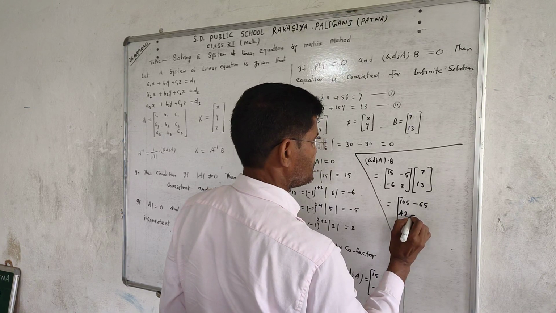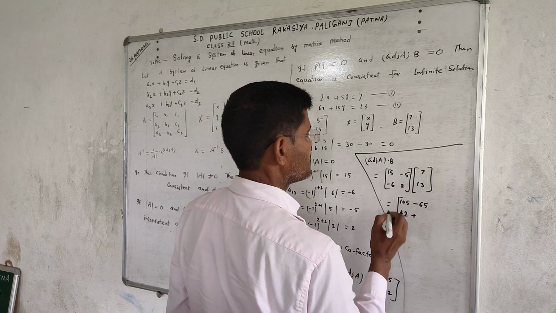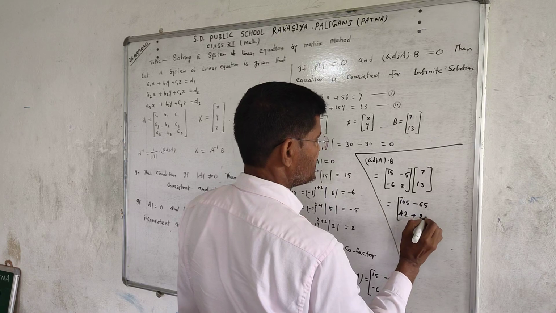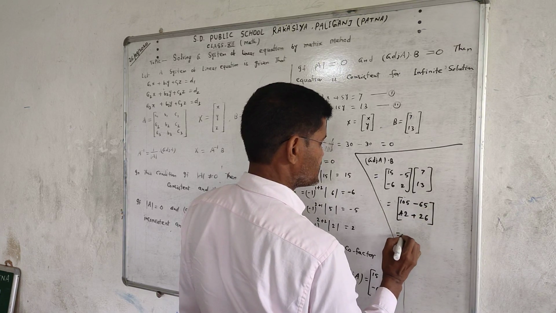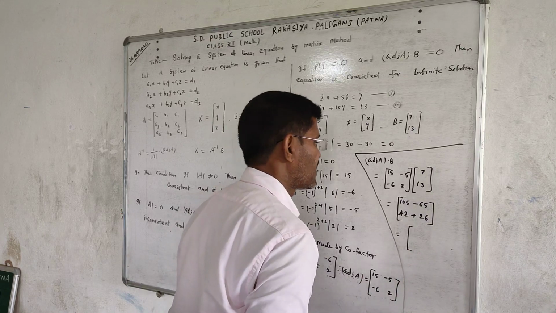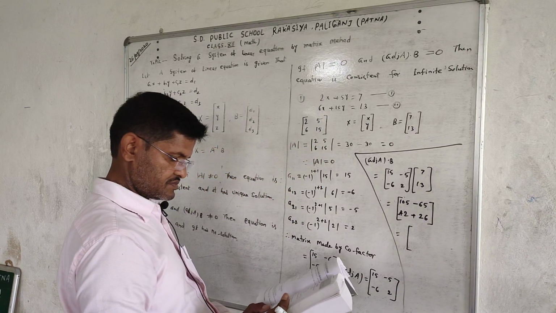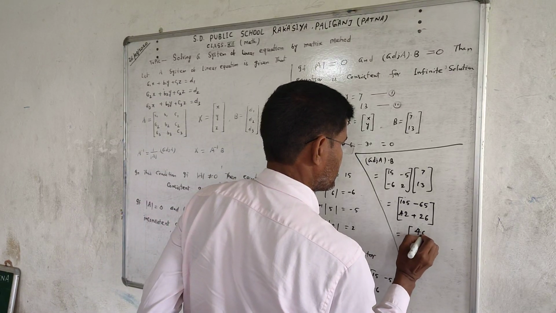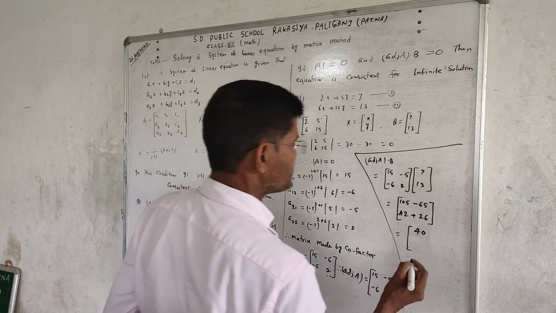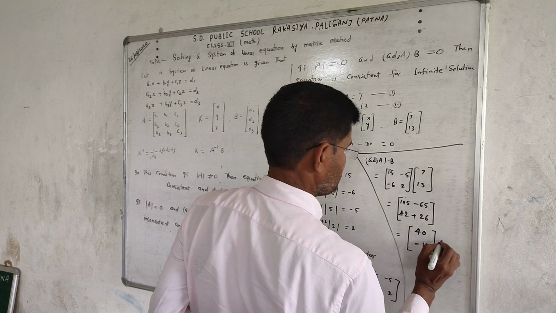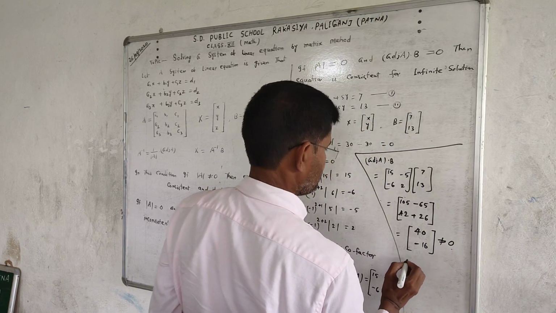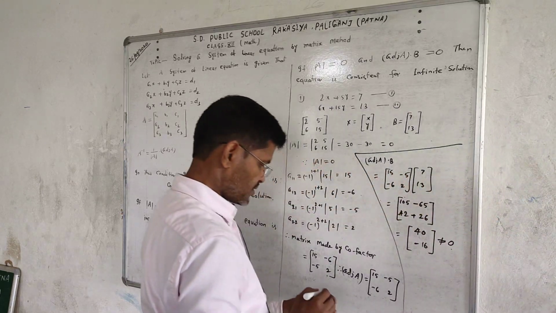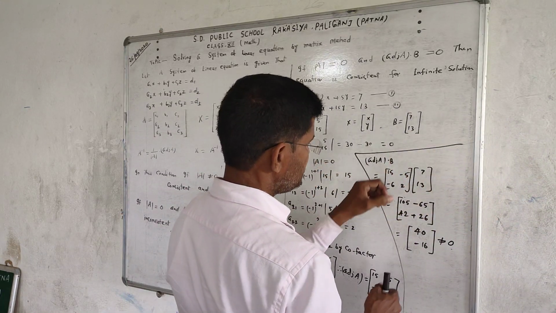For the second row, minus 6 into 7 is minus 42, and plus 13 into 2 means 26. So we get 105 minus 65, which is equal to 40, and minus 42 plus 26, which is equal to minus 16. It is not equal to 0. Hence, we can see that the product of adjoint A and B is not equal to 0.